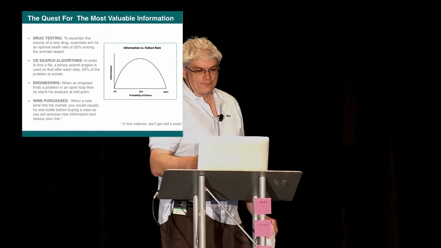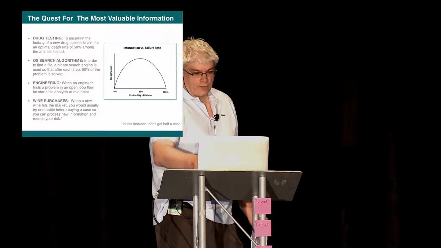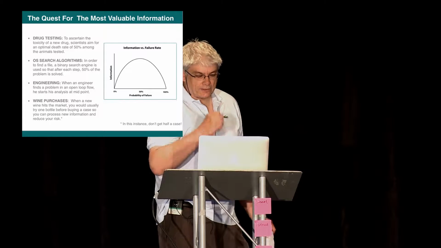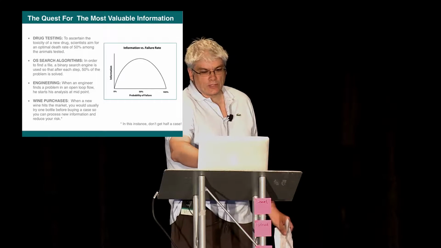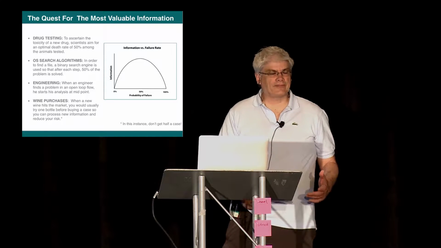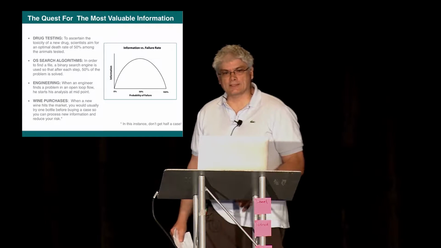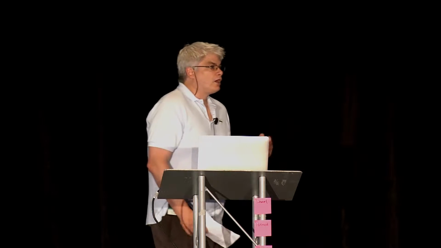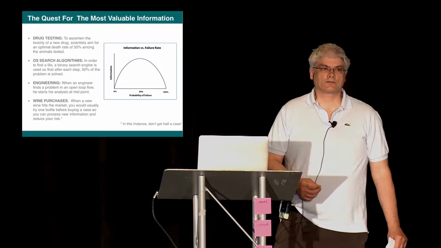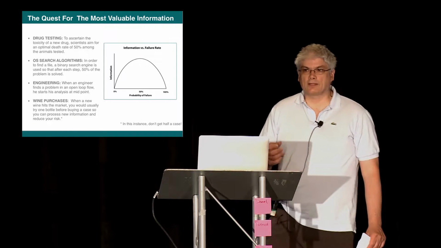And what is the law of 50? If you see on the graph, it basically says that when your probability of failure is around 50%, this is where you get the most information. And there are examples of that in the real world. For example, in drug testing, to ascertain the toxicity of a drug, the pharmaceutical industry aims for a survival rate of 50% in the animals that they test. This is the way that they get the maximum amount of information.